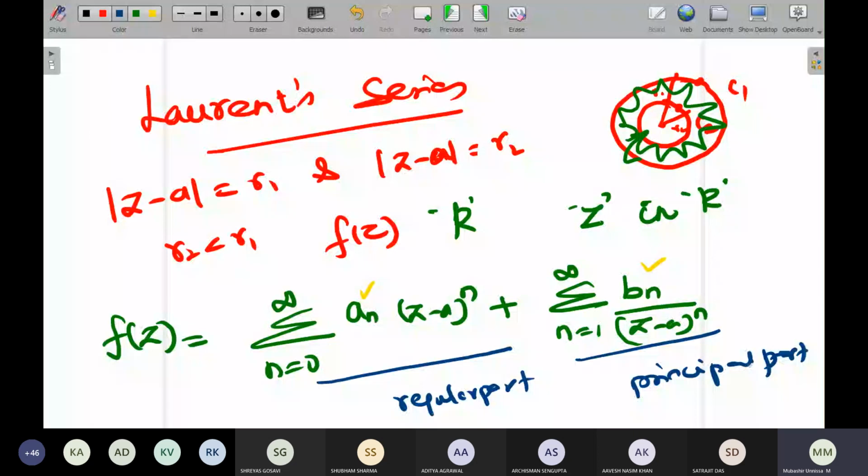So we'll do some problems. Before that, I just wanted to confirm one thing, whether I wrote it correctly or not, I had a doubt. bn into (z minus a) whole power minus n. Yes, I wrote n as the denominator. Fine. So this is called your principal part.